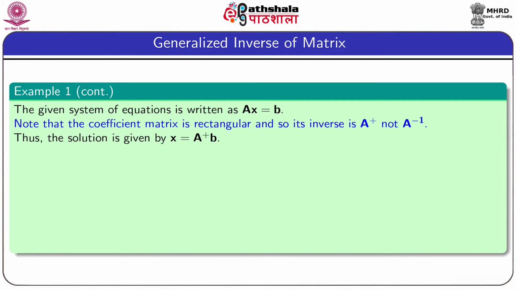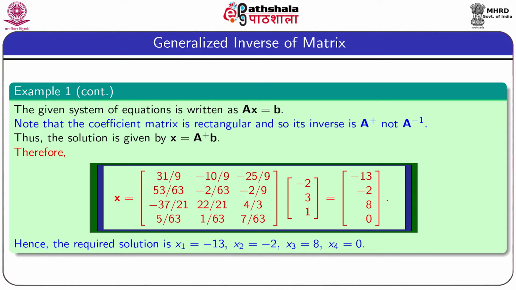The given system of equations can be written as Ax equal to b. Note that the coefficient matrix for this problem is rectangular and its inverse is A plus, not A inverse, the conventional inverse, because the matrix is a rectangular matrix. Thus, the solution of the given system of equations can be obtained by the formula x equal to A plus b, that means Moore-Penrose inverse into b. Thus, x equal to A plus into the vector b.